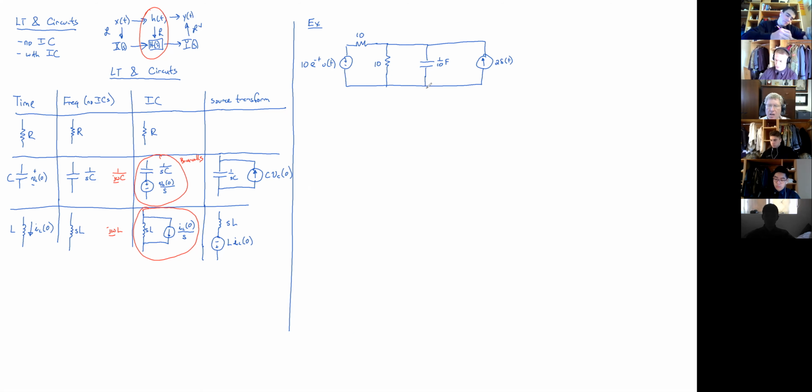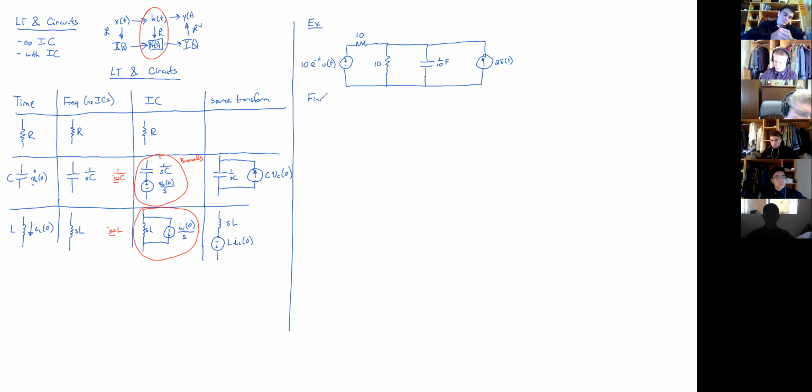Okay, so here's an example of something that would be almost impossible to analyze. It'd be very difficult to analyze using EE222 techniques. The best that you could do is come up with a long set of differential equations that modeled it, and that would be tough to do. But watch how easy it is in the frequency domain.